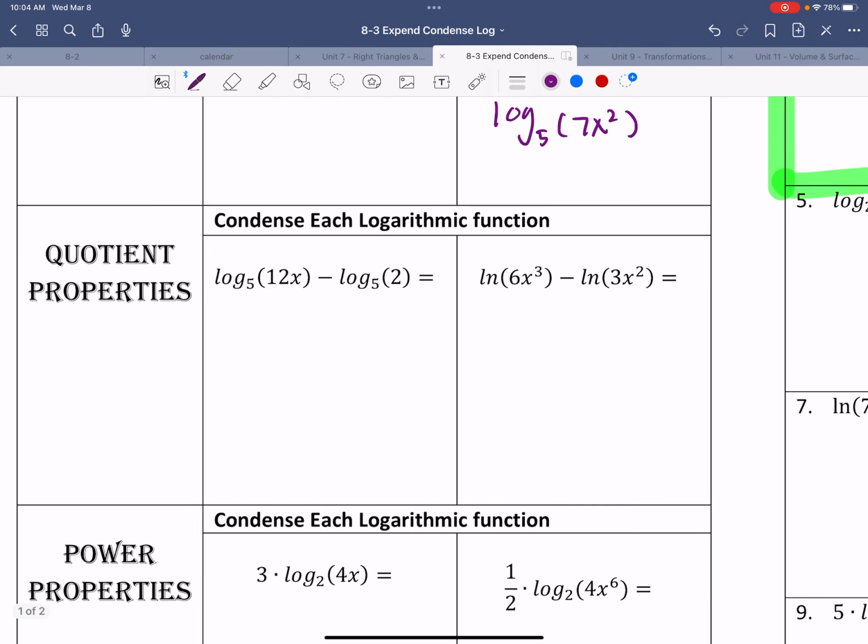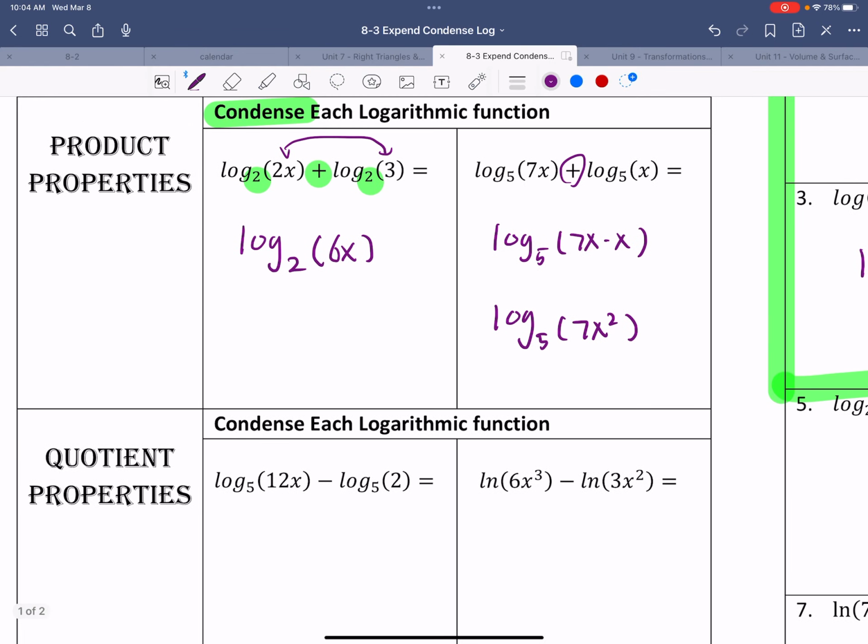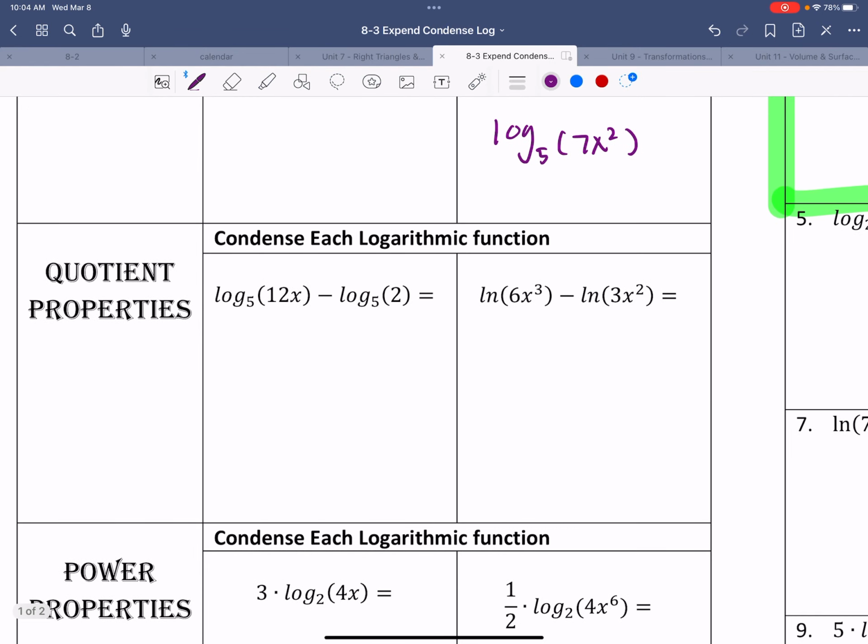What about here? Quotient rule. Now when you plus, you multiply. Now when you minus, what you have to do is divide. So it's 12x divided by 2 like that. And when you simplify it, it's gonna be 6x.